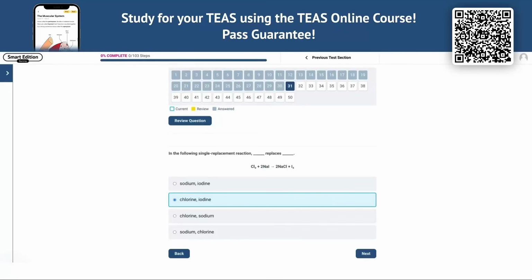Let's talk about some of the other answer choices. Sodium and iodine. This is incorrect because the sodium does not replace iodine in this reaction. The sodium does not change or replace anything in the process. Chlorine and sodium. This is incorrect because the chlorine does not replace sodium in this reaction. The chlorine replaces the iodine and the sodium remains the same. And then sodium and chlorine. This is incorrect because the sodium is not replacing the chlorine. The chlorine is the element that is replacing iodine in the reaction.